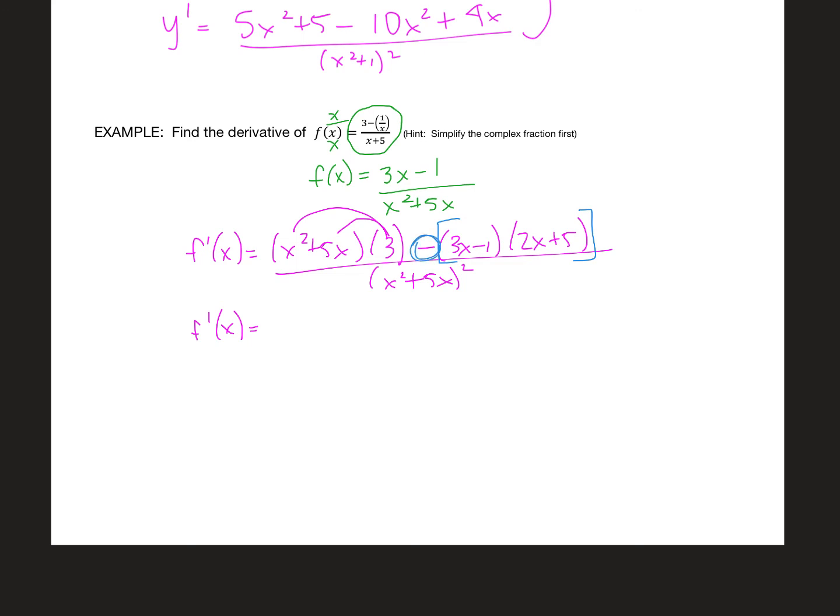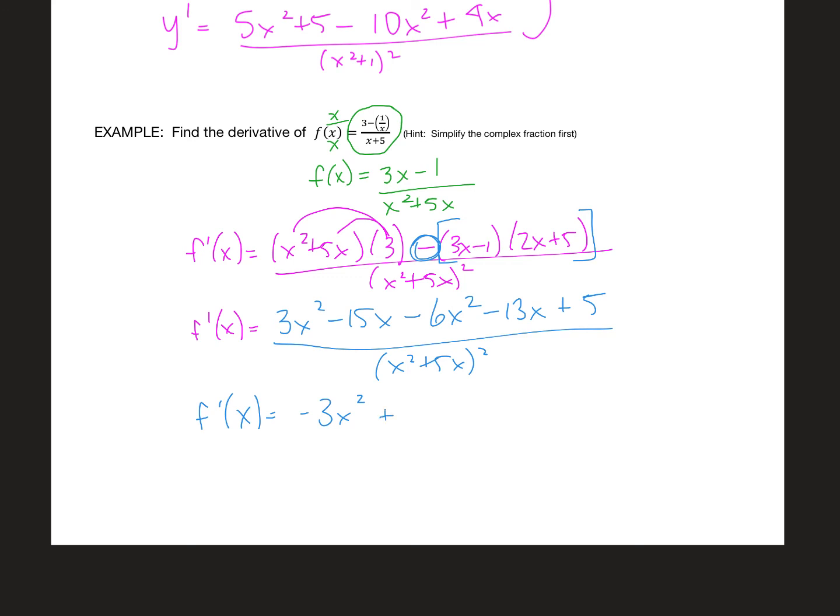You guys are heading to calculus next year, so I'm going to do a lot of this all in one step. Distributing, I get 3x squared minus 15x. Then FOILing and distributing, I get negative 6x squared, negative 13x, and a positive 5, all over x squared plus 5x, squared. As far as I can tell, there are some like terms up there, so negative 3x squared plus 2x plus 5, all over that denominator of x squared plus 5x, squared.